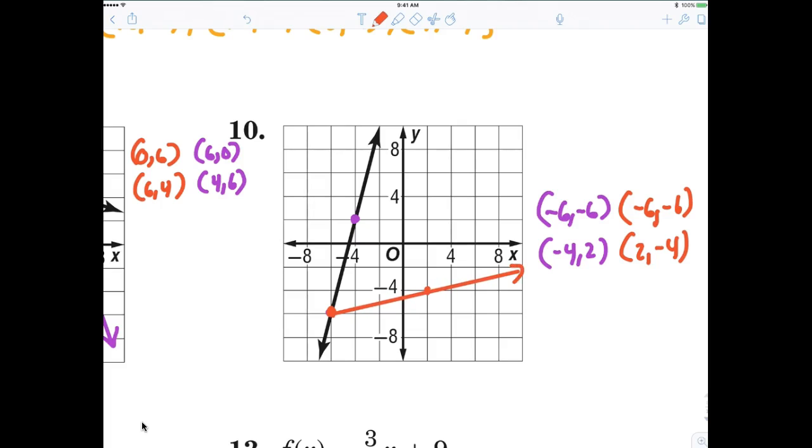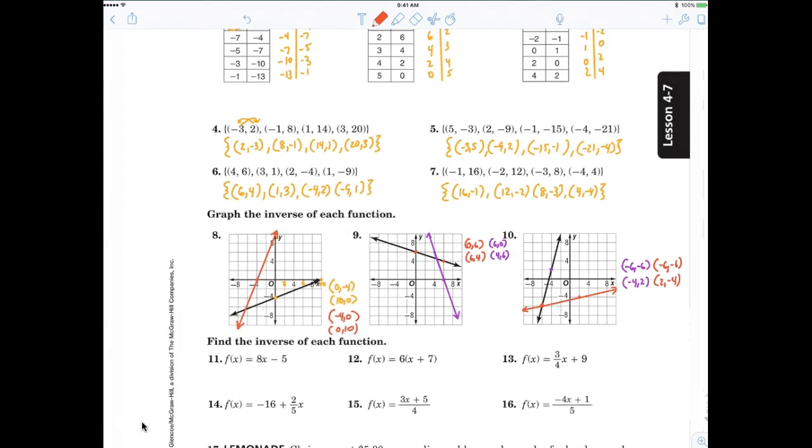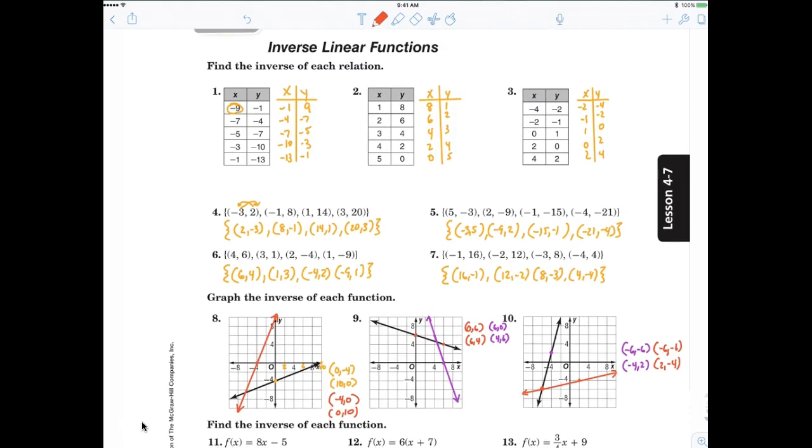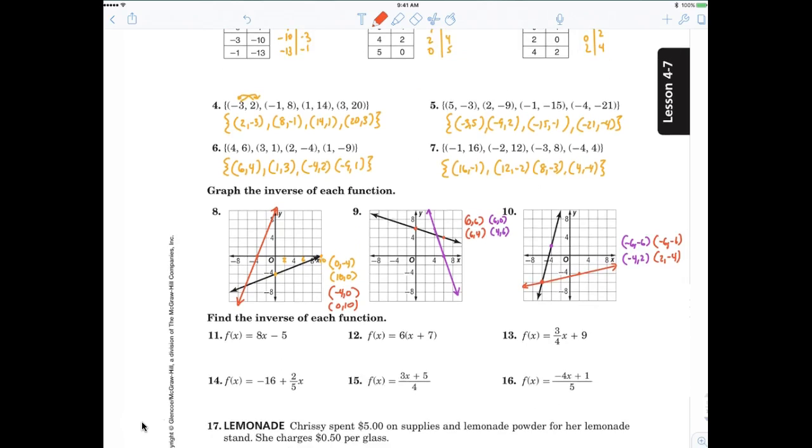Very, very important, but again, pretty easy. So again, almost done. Those are three techniques: with the table, with ordered pairs, and with lines.